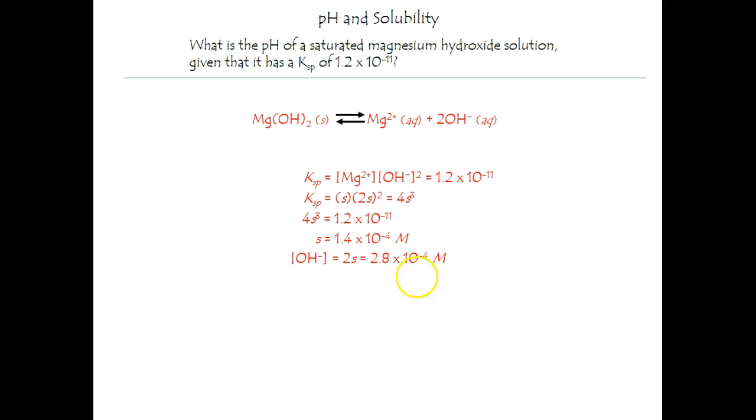The negative log of the hydroxide concentration, which we're given, is the pOH, which is 3.55. 14 minus that is the pH, and it's 10.45, which is reasonable for this weak base. And it's going to be a pH of 10.45, and we've answered the question.